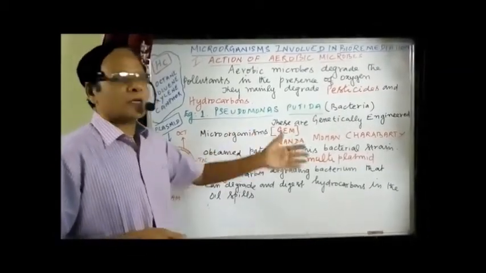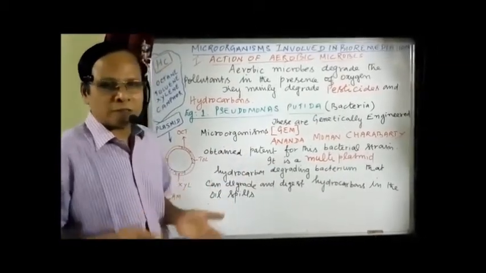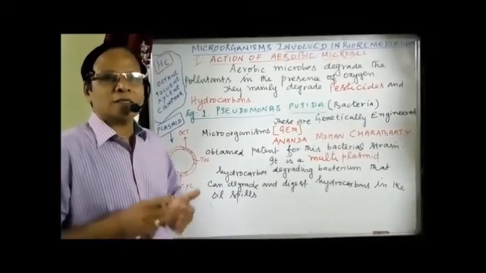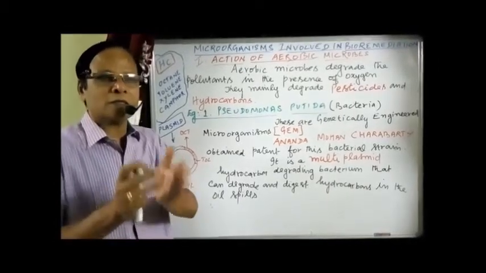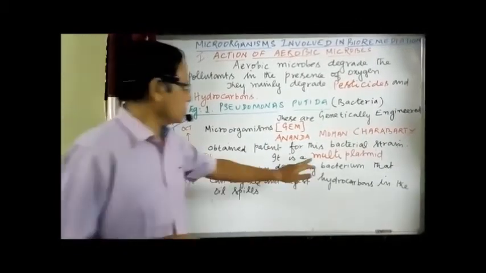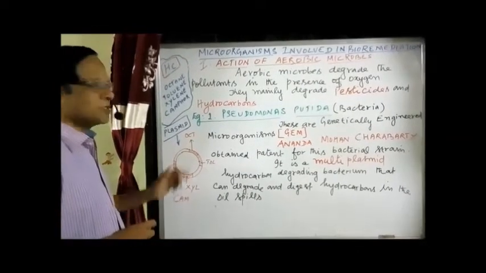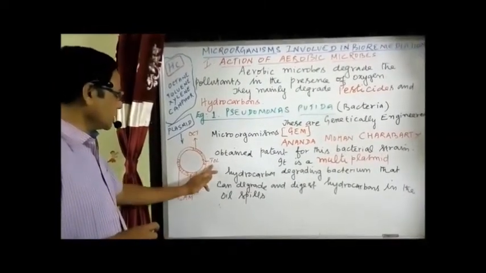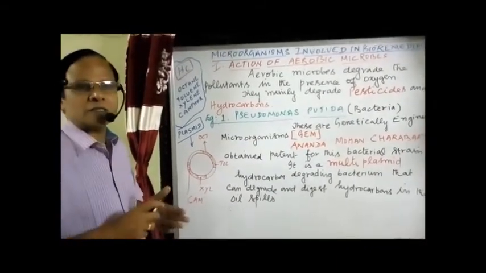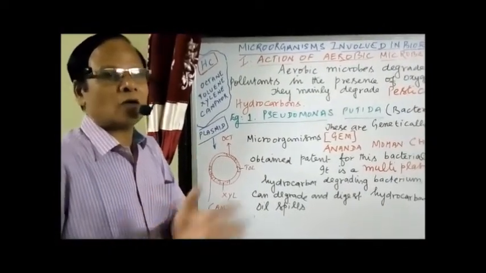Now it is a multiplasmid, actually a hydrocarbon-degrading bacterium. A bacterium having a plasmid, and the plasmid is genetically modified in such a way that it has a number of genes to degrade the hydrocarbons found in oil spills. That's why it's called multiplasmid. Now I am drawing a simple diagram of the plasmid. It has genes like the OCT gene, TOL gene, XYL gene, and CAM. These are the genes responsible for degrading the hydrocarbons found in oil.